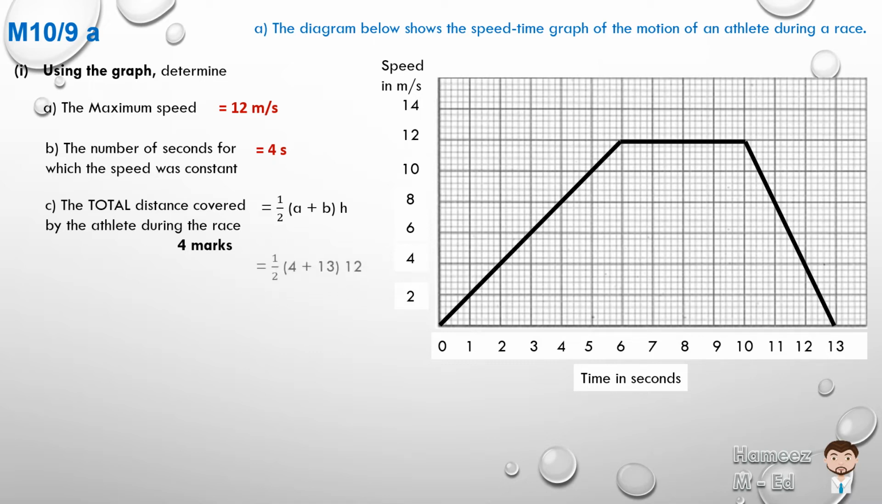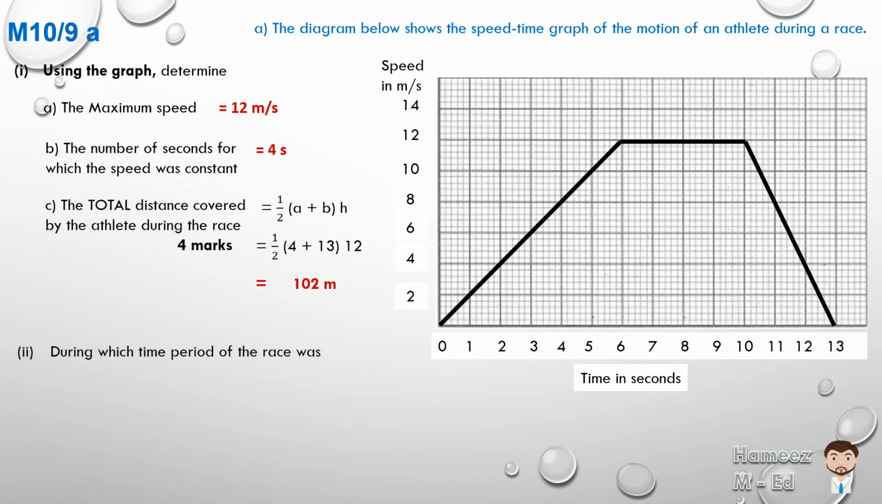So if we substitute, we get a half times 4, which we worked out above in part B, 4 seconds, plus the base is 13 seconds, times the height, which is 12. So a half of 12 is 6, 4 plus 13 is 17, 17 times 6 is equal to 102 meters. So that's the total distance covered by the athlete during the race.